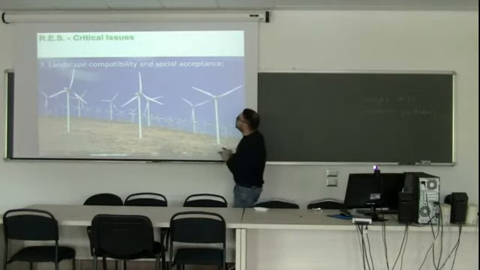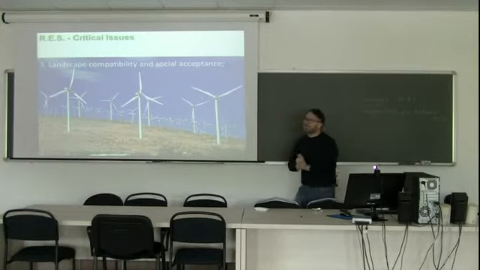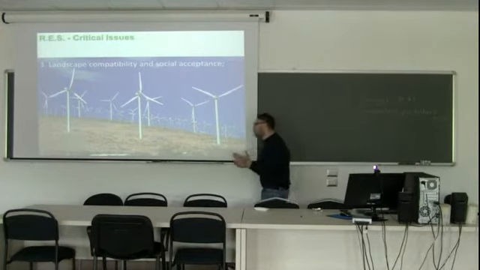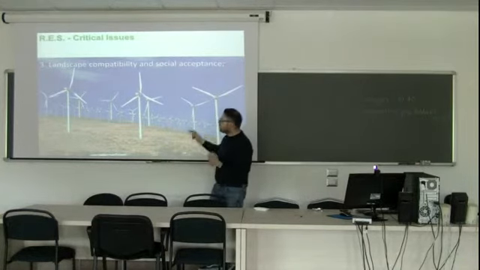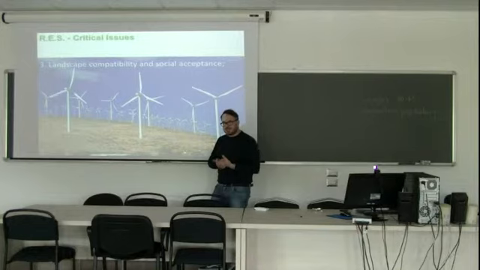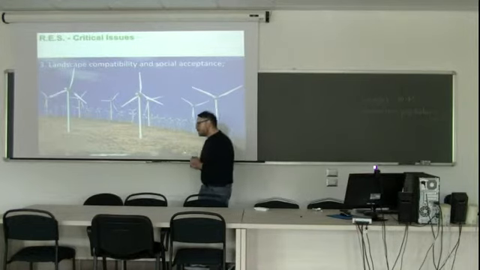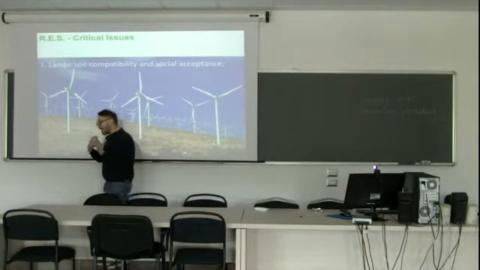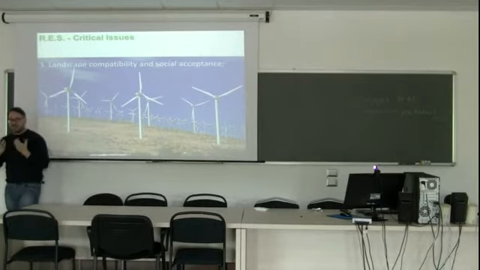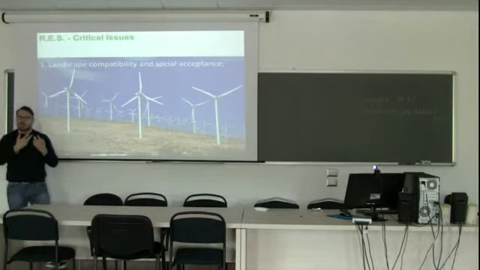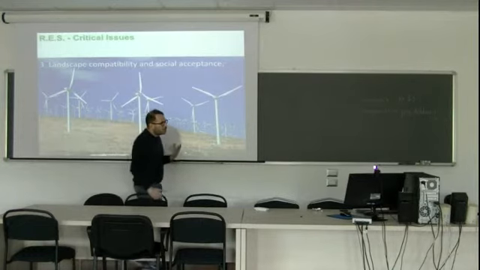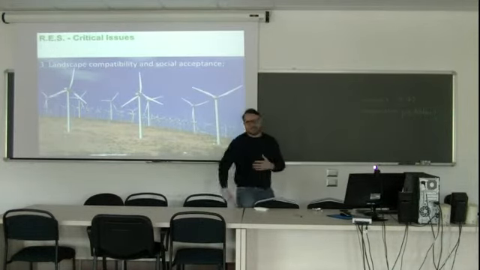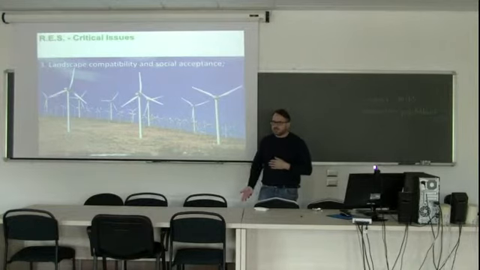The third critical issue of renewable energy sources, landscape compatibility. For example, in Umbria, our region, we have only 2 wind plants, only 2 towers, because Umbria has a high landscape value. And if there is a landscape value, it's very difficult to build renewable energy plants, because there is no social acceptance of renewable energy sources.